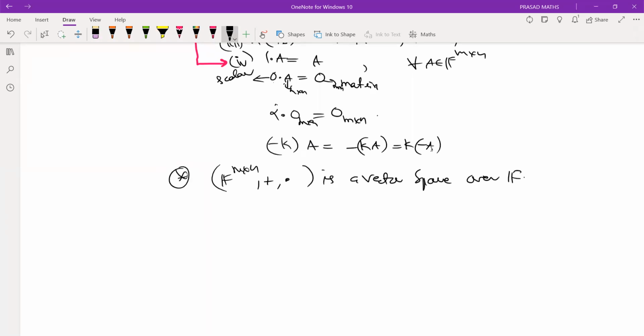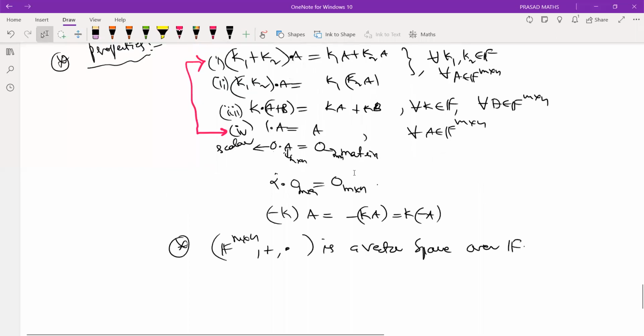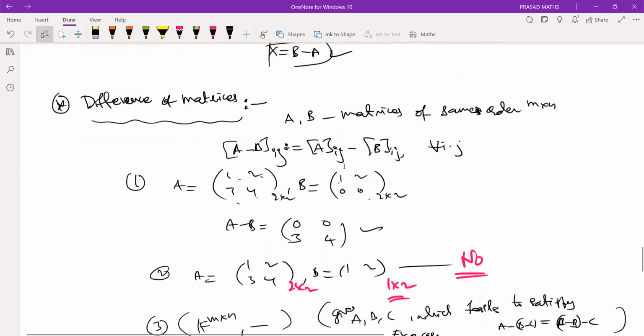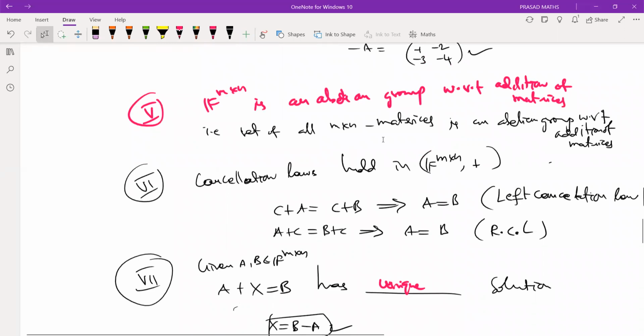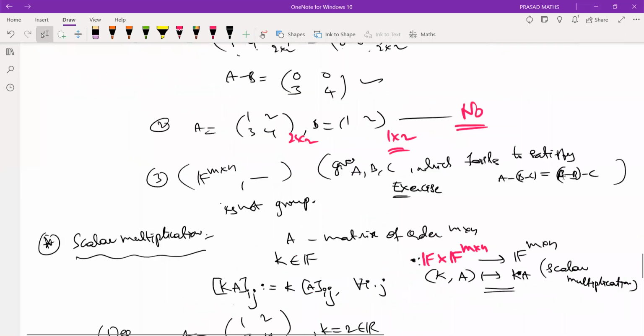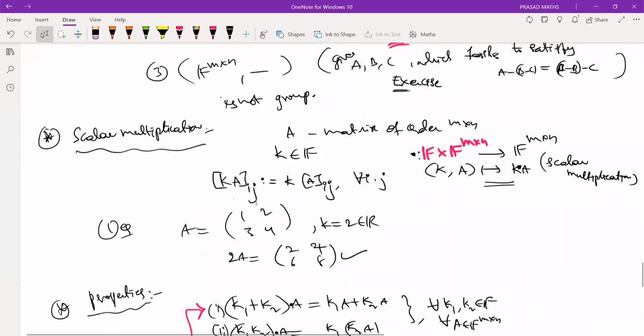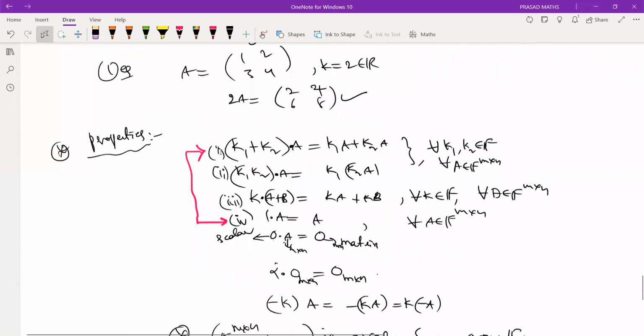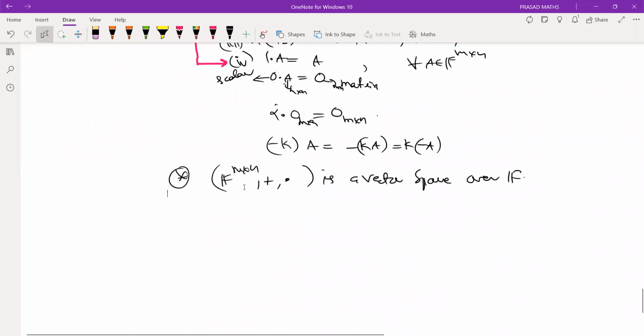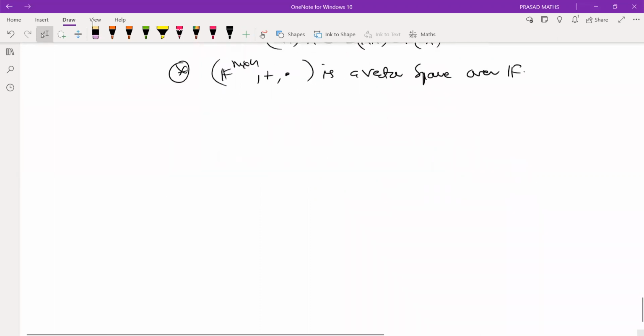The set of all m by n matrices is an abelian group with respect to addition, and it satisfies the scalar multiplication property, which satisfies these 4 properties. Together with this, the set of all m by n matrices with respect to addition and scalar multiplication is a vector space over a field. Is it clear?